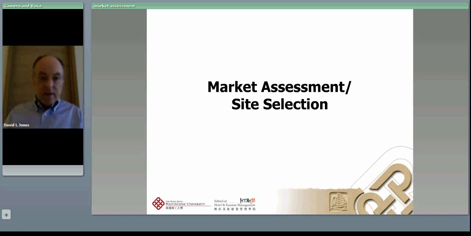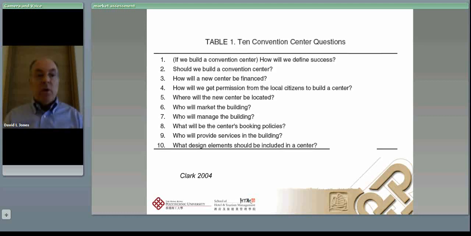Now this is something that should be familiar to you. We've already talked about this in the funding aspect. Again, coming from your reading, very important. I would highlight this and be able to answer these kinds of questions or determine what it is that we mean when we say 10 convention center questions about whether to build, who will manage, market, and so on. That's what we're going to try and answer in the context of today's lecture.